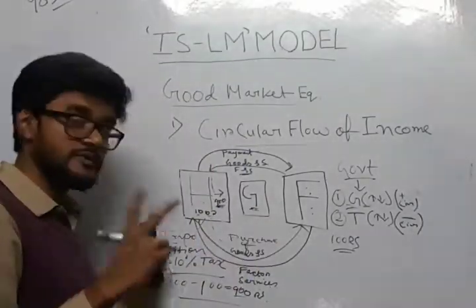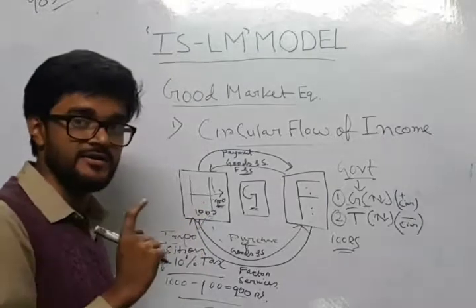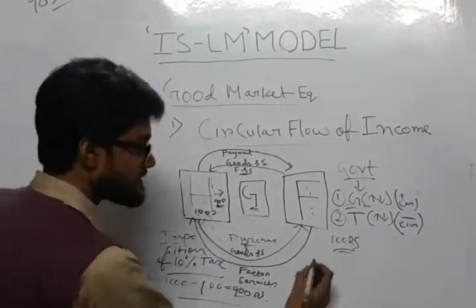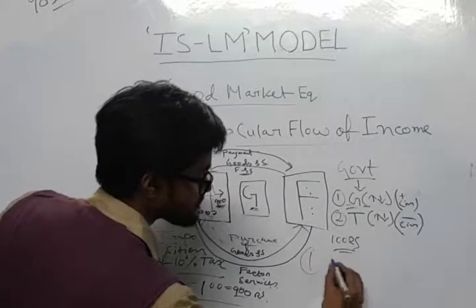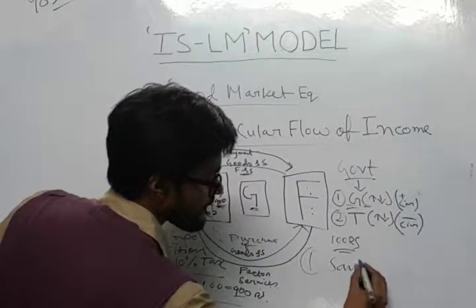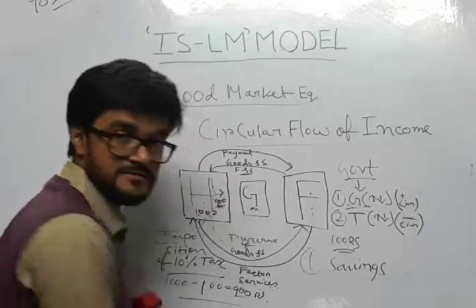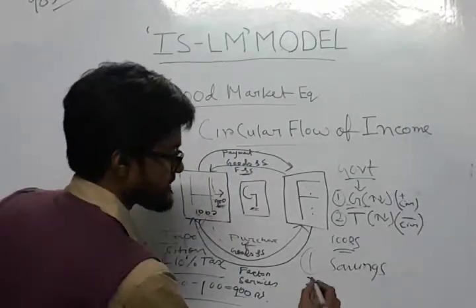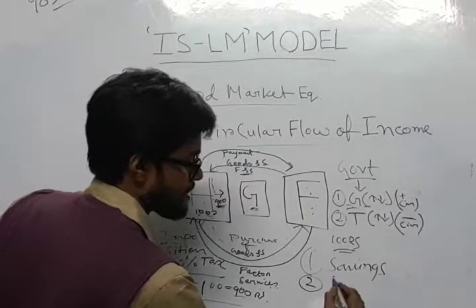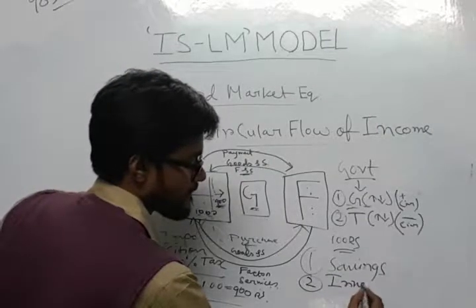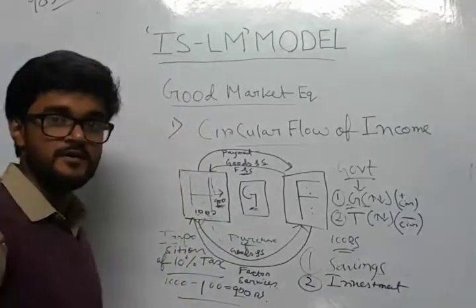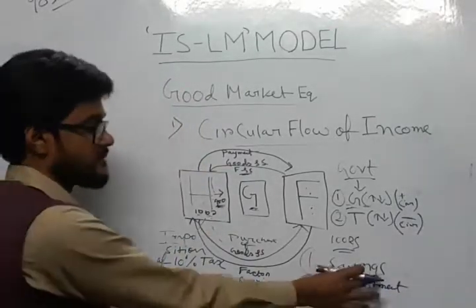Now there are two more things that we have to add here to complete this circular flow of income. One is savings, and the second is investment. So the first term that we have to remember is savings.